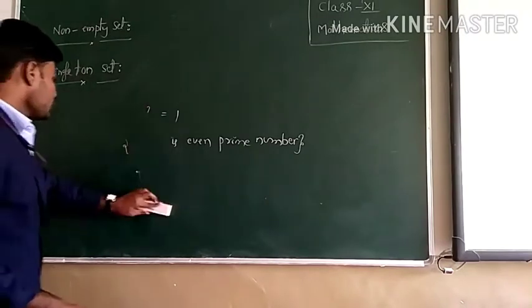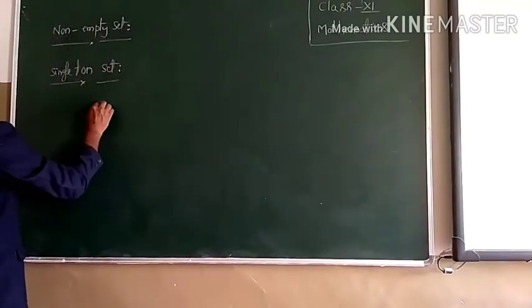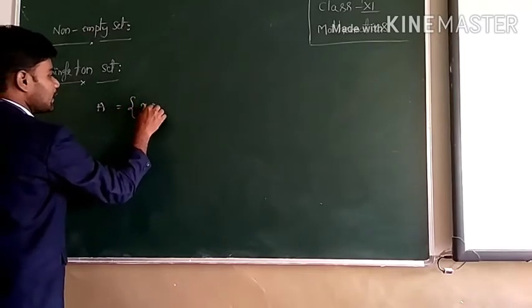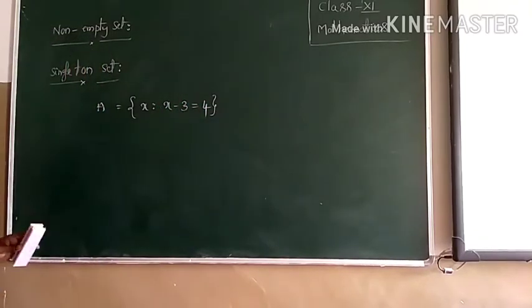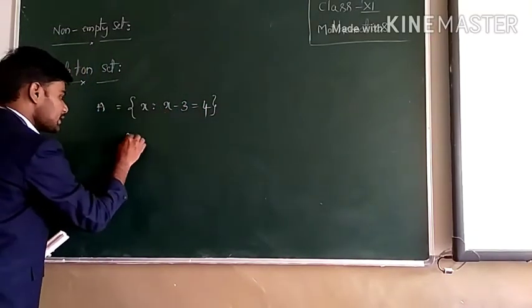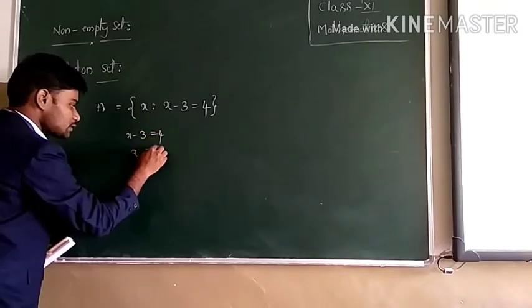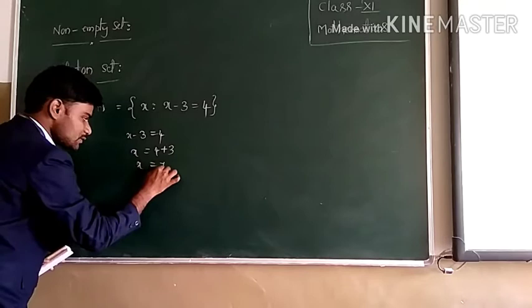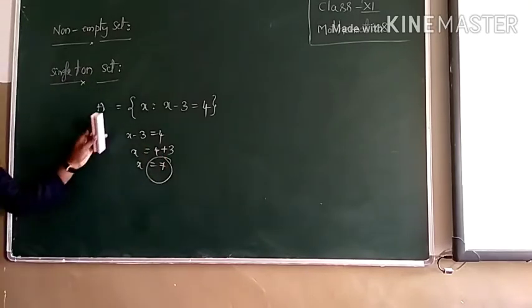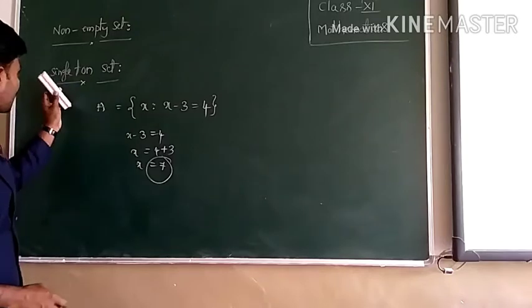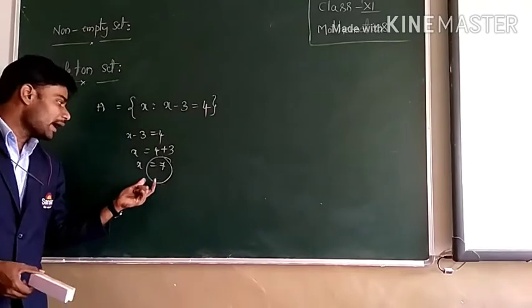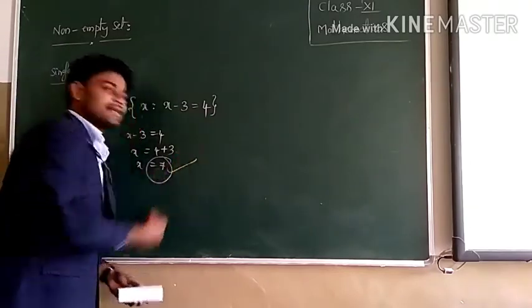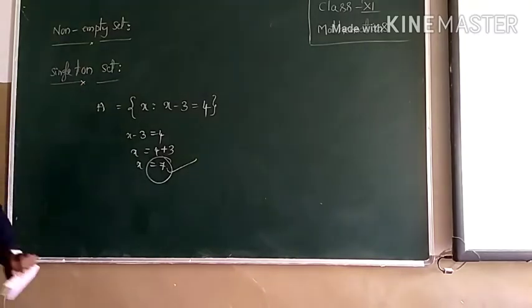Now let's see another example. Suppose A is defined as A equals x such that x minus 3 equals 4. This is also a singleton set, because for x minus 3 equals 4, x equals 4 plus 3, so x equals 7. This expression is satisfied at only one value, that value is 7. So yes, A is a singleton set.